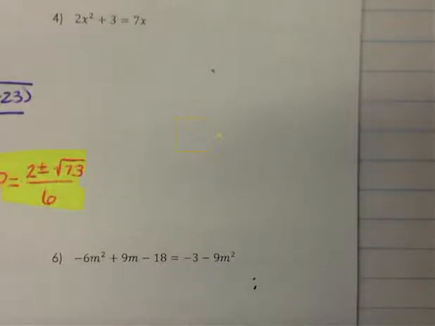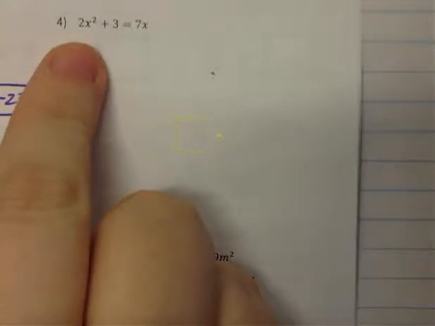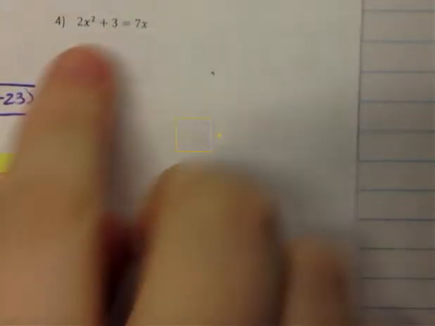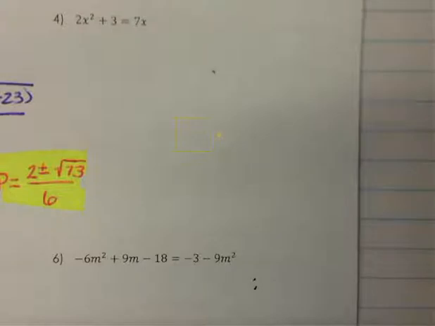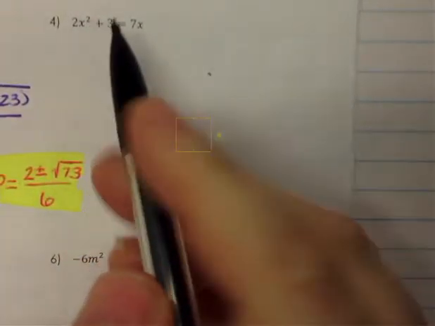This video is on solving quadratic equations using the quadratic formula. I am actually on example 4. I want to get this into standard form. I have an ax squared, which is positive, so I'm going to keep that. So I have a positive 2x squared.